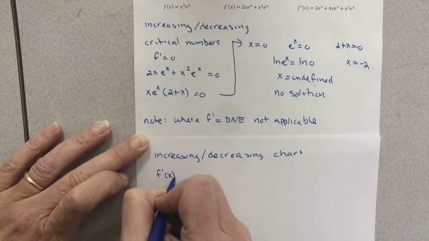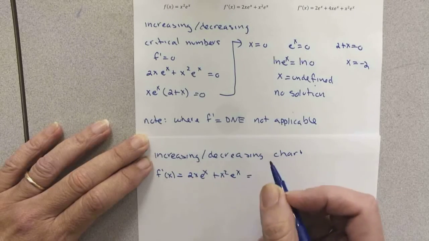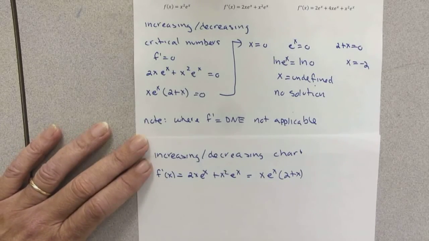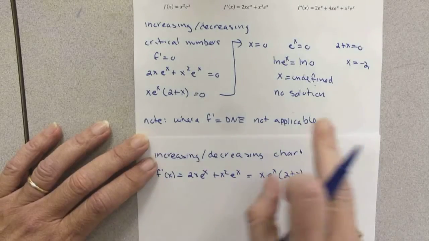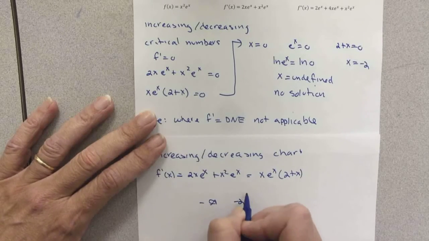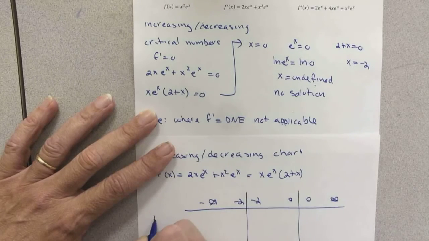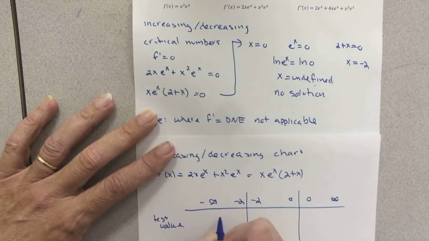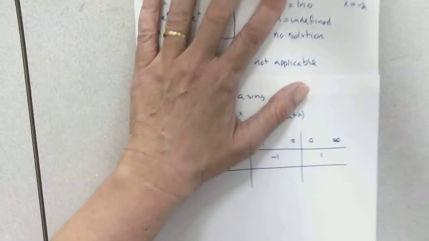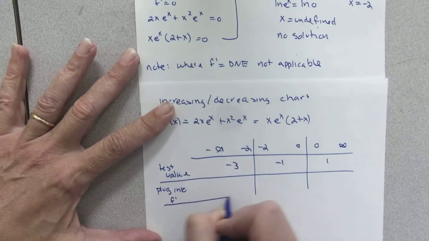And let's recall that my first derivative was 2x e to the x plus x squared e to the x, which I was able to factor to x e to the x times 2 plus x. You'll see why I like the factored version momentarily. So making my increasing, decreasing chart with just my two critical numbers, 0 and -2, I have negative infinity to -2, -2 to 0, 0 to infinity. Test values: -3, -1, and 1. And then I plug into the derivative.